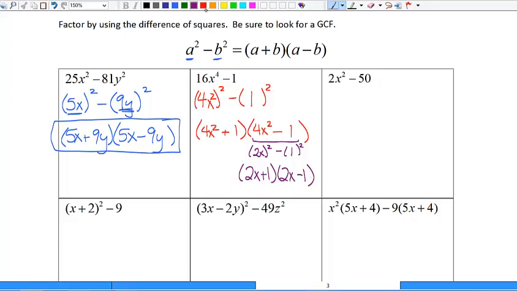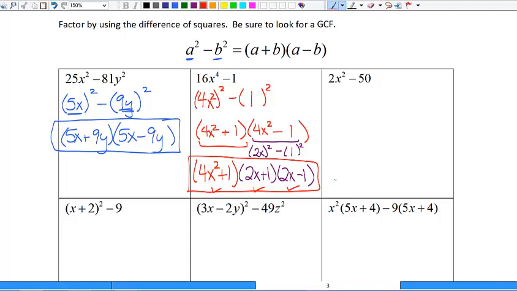That's the second factor. But what happens to this first red factor? Well, that's a sum of squares. We just said a sum of squares doesn't factor anymore. So that sum of squares just needs to come down. And now this is completely factored. The sum of squares can't factor anymore, 2x plus 1 can't factor anymore, and 2x minus 1 can't factor anymore. Now I am completely done.